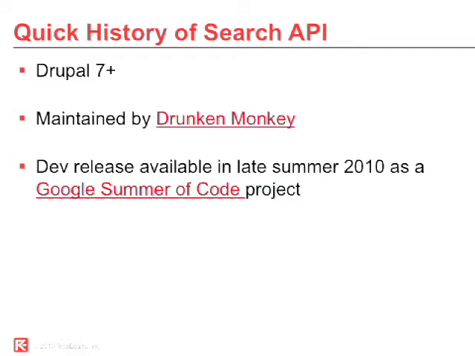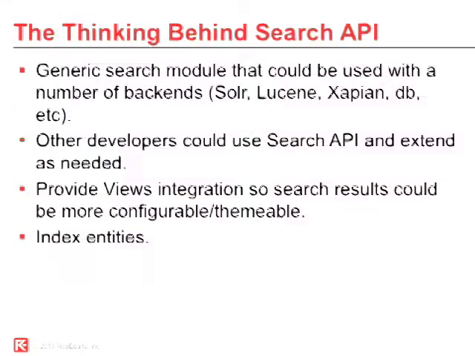The original development occurred in summer of 2010. It was part of a Google Summer of Code project, and his mentor was actually Robert Douglas, who's pretty well known in the Drupal community. Robert Douglas was actually really involved in the Apache Solr module, to which Search API and Search API Solr are kind of competing modules in a way. There's definitely use cases for both, so we'll talk a little bit about that too today.